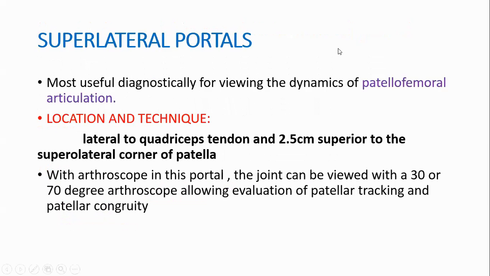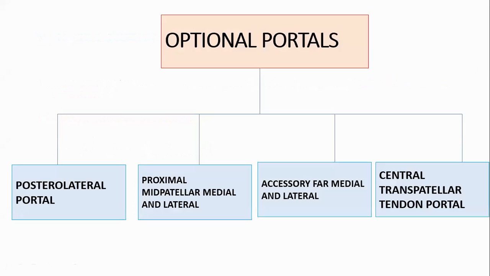Superolateral portal. It is used diagnostically for viewing the dynamics of the patellofemoral articulations. The portal is located just lateral to the quadriceps tendon and 2.5 centimeters superior to the superolateral corner of the patella. With the arthroscope in this portal, the joint can be viewed with either a 30-degree or 70-degree arthroscope, allowing for the evaluation of patellar tracking.